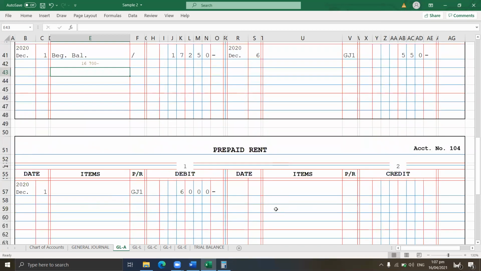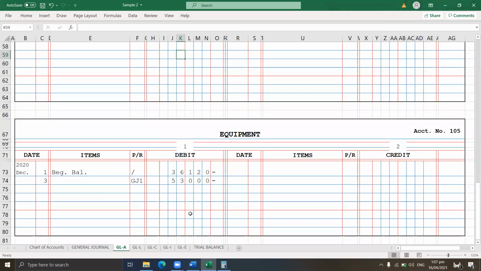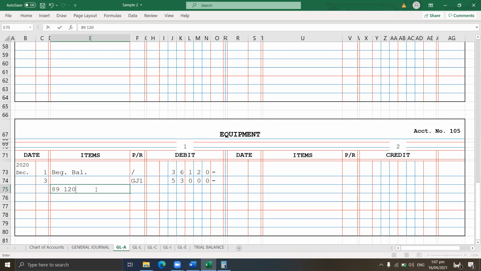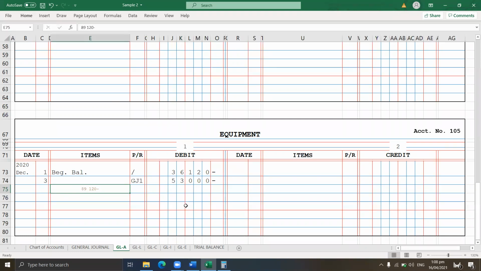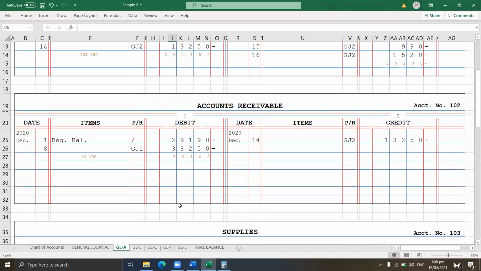Okay? Next, we have our prepaid rent. So mag-isa lang siya. So hayaan nyo na lang siya dyan. Then we have equipment. So for our equipment, we have only one side, debit. So i-add lang natin. So that's 36,120 plus 53,000. Okay? So our total equipment was 89,120. So 89,120. Okay? So it should be in the items column po natin. Okay, pencil footing. Okay? So we're done with our assets. Okay, so mamaya gagamitin natin yung mga balances na yan in our trial balance preparation.